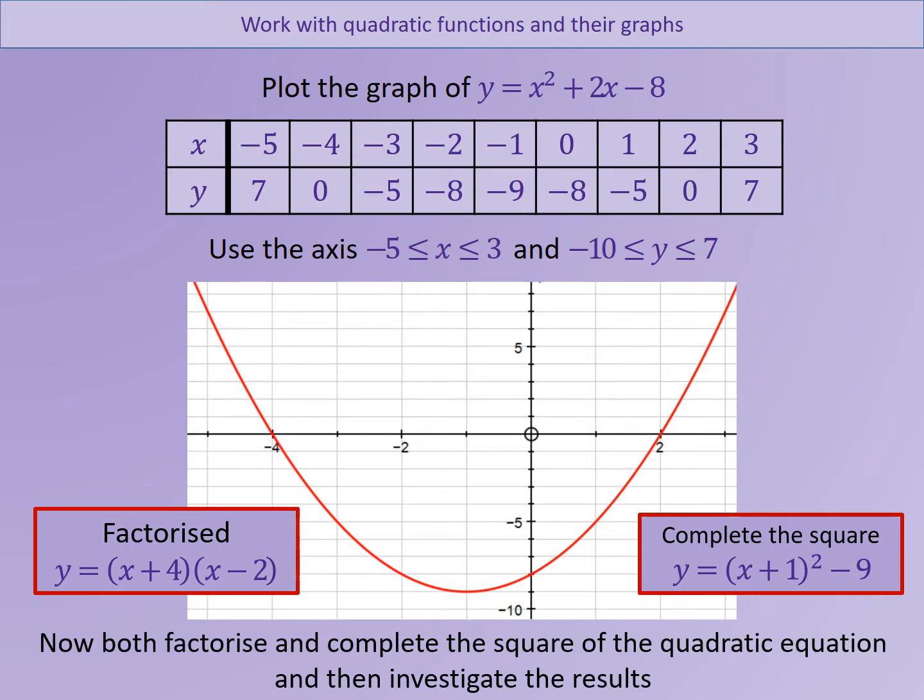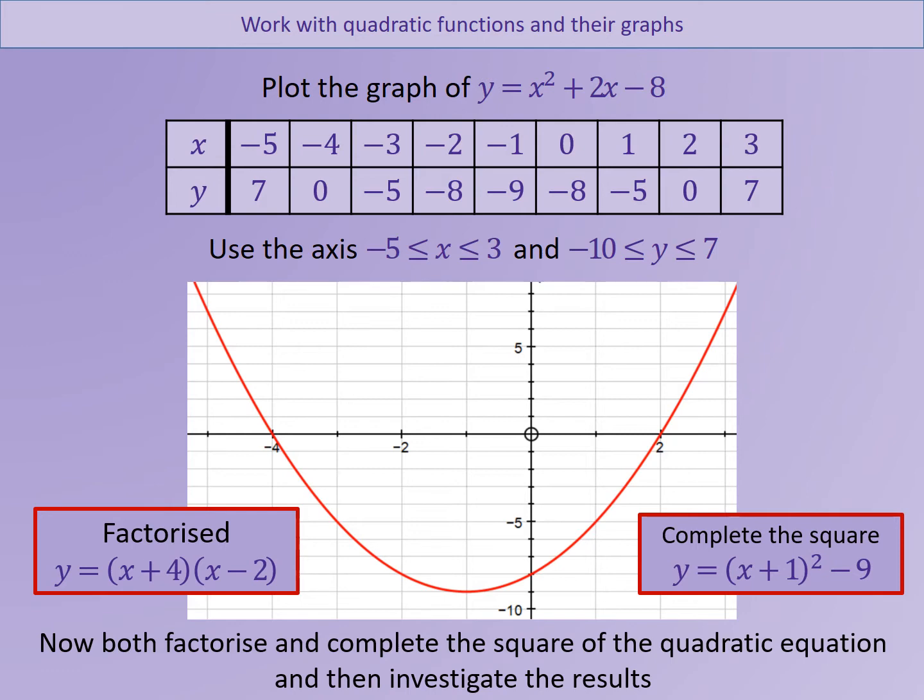So the x-intercepts of that quadratic are the values for which the factorized form has brackets equal to 0. So with the bracket x plus 4 in factorized form, that's linking to the minus 4 on the x-axis as an intercept. And for the x minus 2 in factorized form, that's linking in with the value of 2 on the x-intercept. And we'll look at why that is in more detail later on.